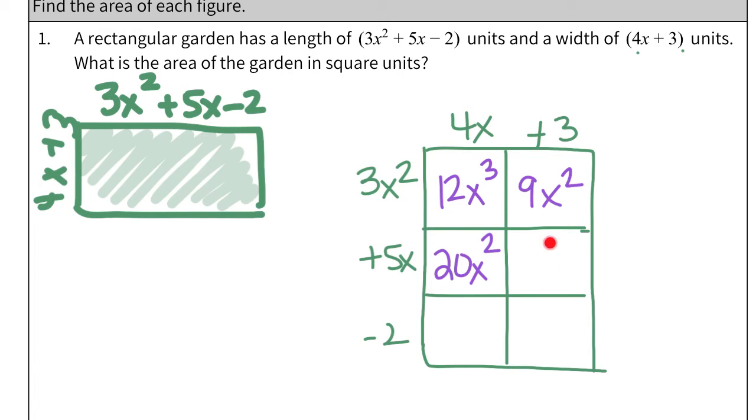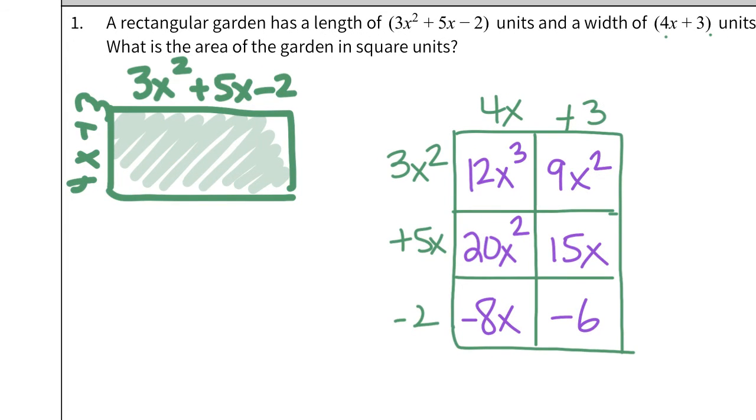Okay, then 5x times 3 gives me 15x. And last but not least, the bottom row, negative 2 times 4x is negative 8x. And negative 2 times 3 gives me negative 6. So now I'm going to take everything out of the box, but I'm going to simplify at the same time. So this term at the top is the only one that has x to the 3rd power, so that is going to stay the same.